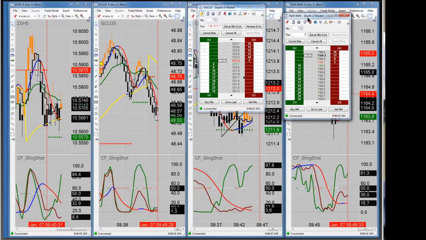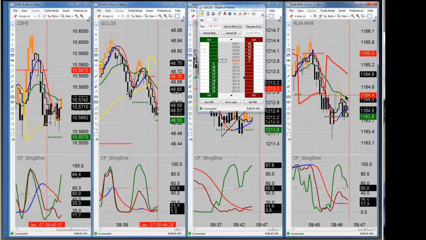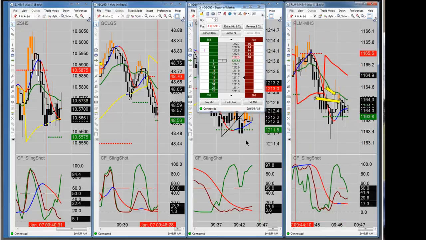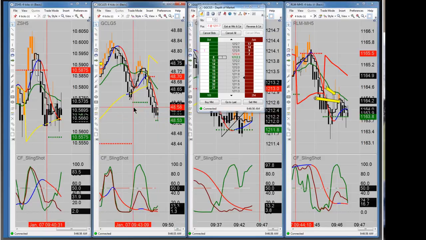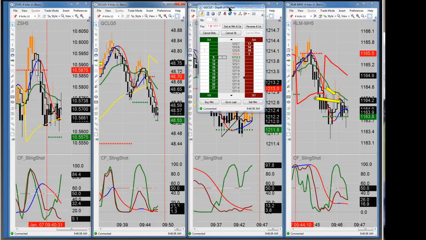Okay, I'm flat the Russell with one tick. The down close over here on the Russell was a spot to get in. So I just took one tick profit on that, and I'm still in the gold, waiting for the gold to move down. Give us a close below the MA1, or stop me out, whichever is going to happen first.